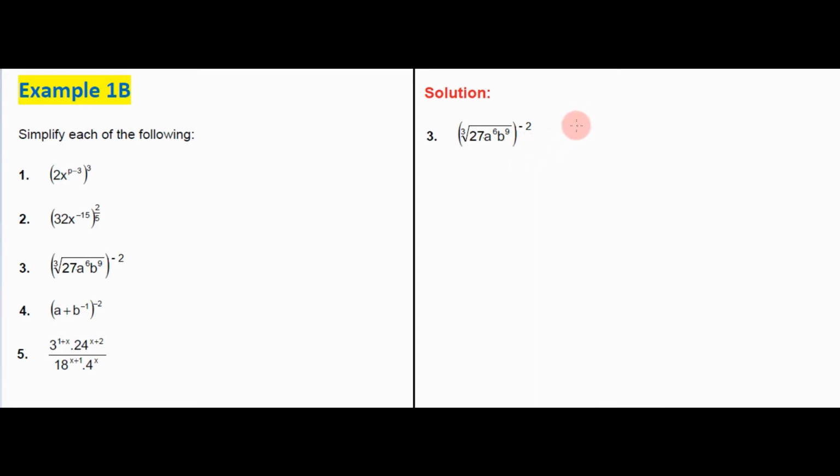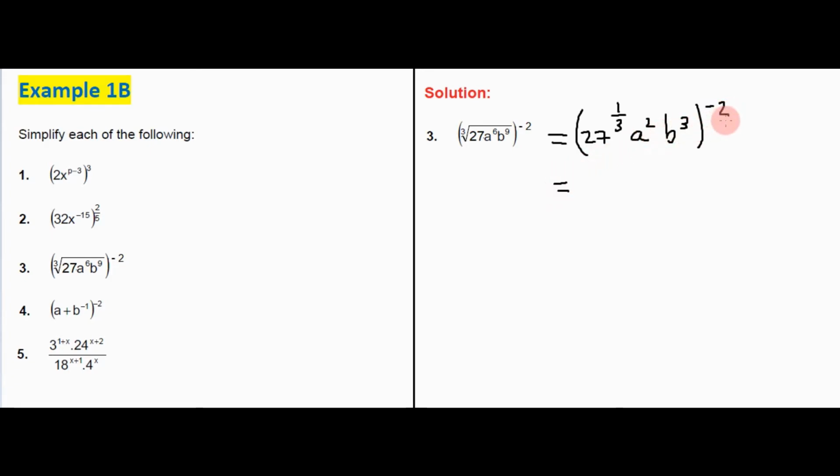Let's look at the third expression. As usual, we first simplify inside the brackets. We can get rid of the cube root by dividing all the powers underneath it by 3. Now, 27 has a power of 1. So we have 27 to the 1 over 3, a to the 6 over 3, so a squared, and b to the 9 over 3, which is b cubed. This is all to the power of negative 2.